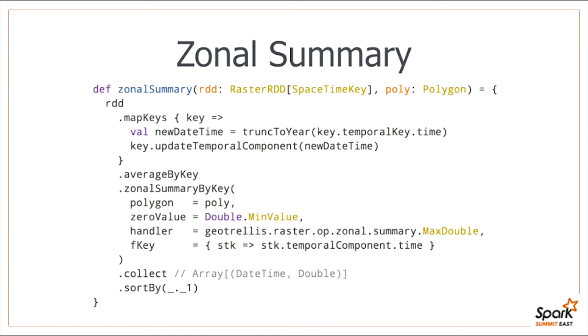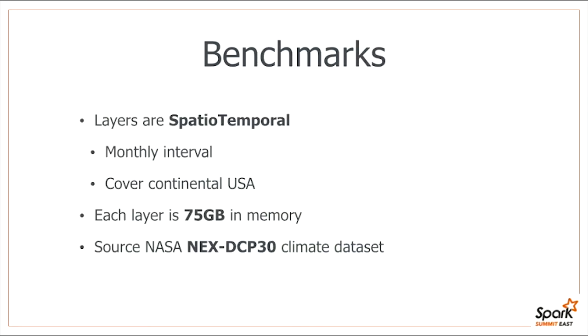We map the time component of our key back to the first of the year, so everything in one year is going to share one date. We average down the keys that are now duplicates, and then we perform our zonal summary. And yeah, it works. We have deployed it on AWS, and we've benchmarked it.